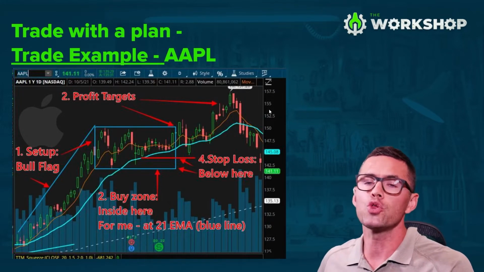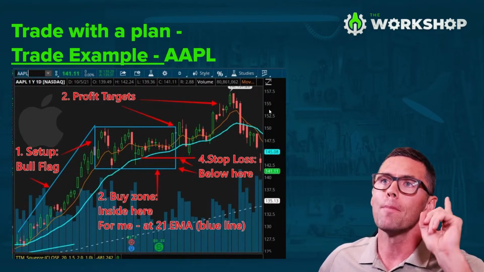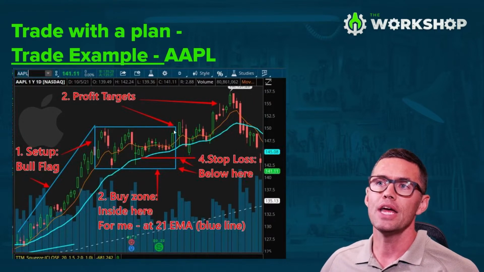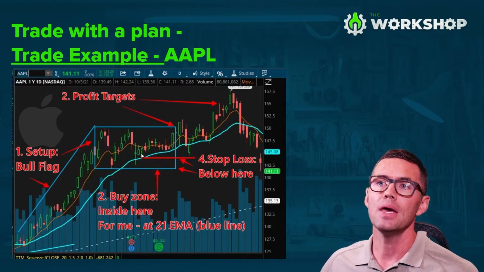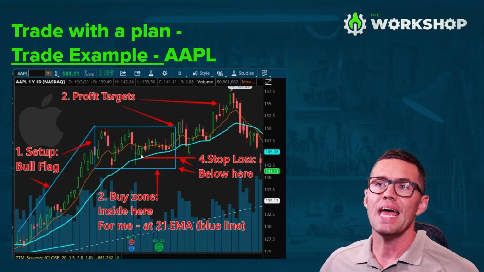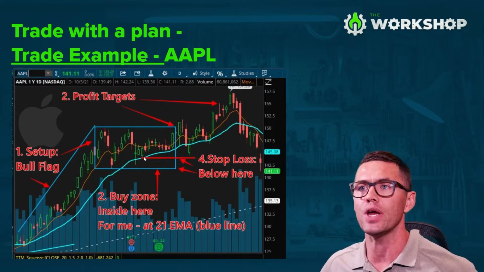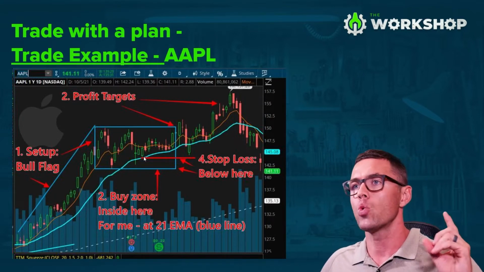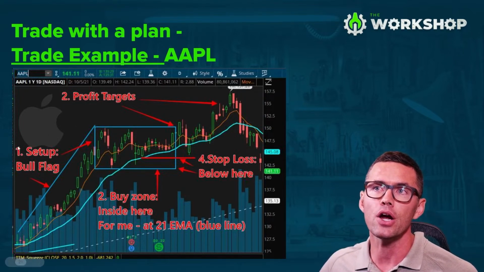Remember that 1, 2, 3, 4. Let's talk about this. The Apple bull flag setup. Here's your pole. Here's your flag. It goes up, comes back down. It goes up, it comes back down. But this time, it doesn't come to the bottom of the flag. It goes to the 21 EMA, which is where I was looking to enter it. Right? I want it to go to the 21 EMA. That's my buy zone.